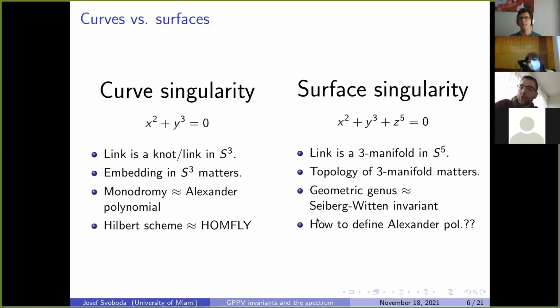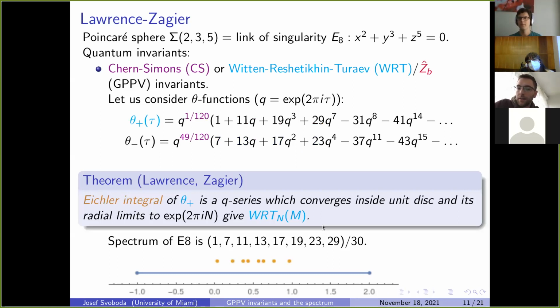Okay, so your guess would be that the WRT for bigger groups would contain finer invariants than just the monodromy. Or rather, is the group related to the specific singularity, and you should find different groups for different singularities?